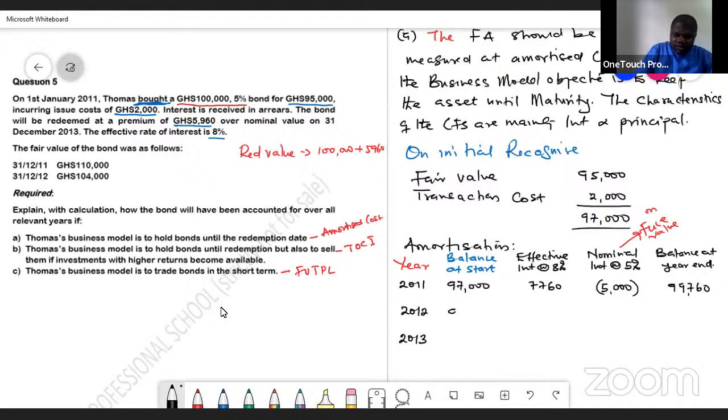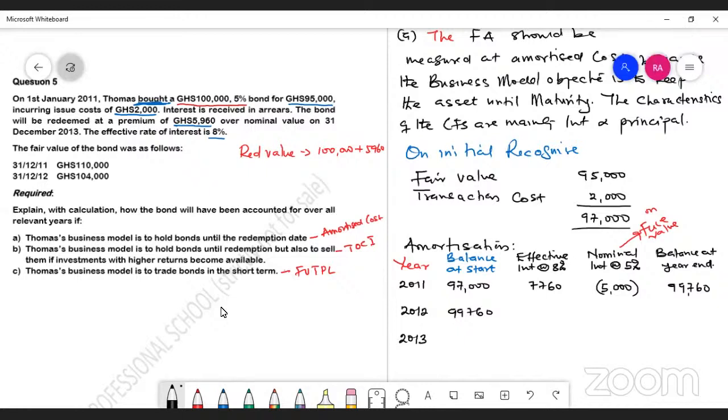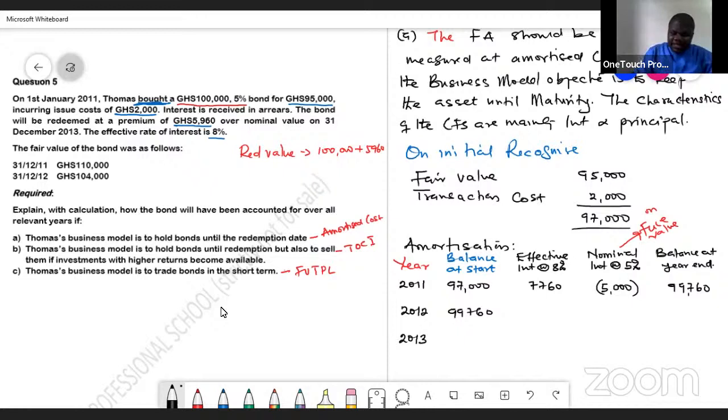We have 99,760. So 8% of 99,760. That's 7,981.